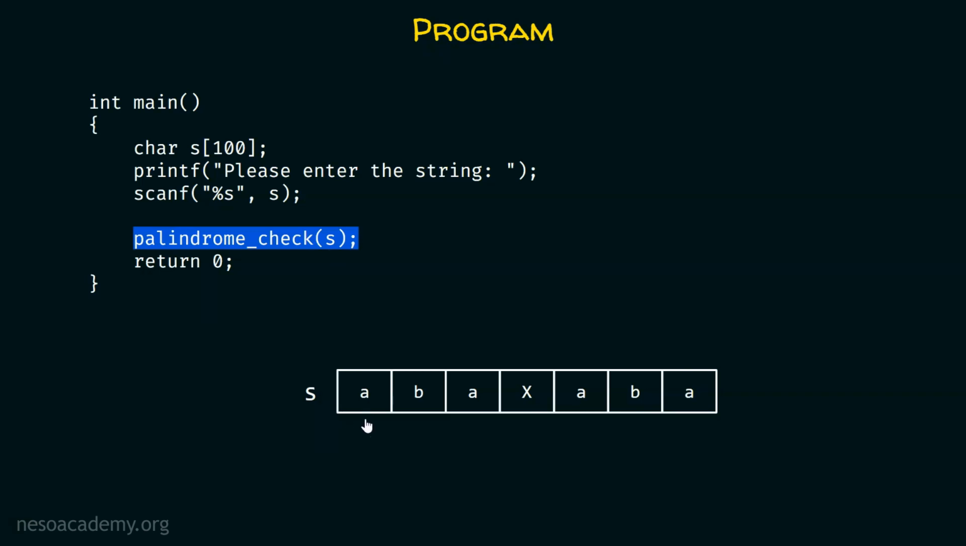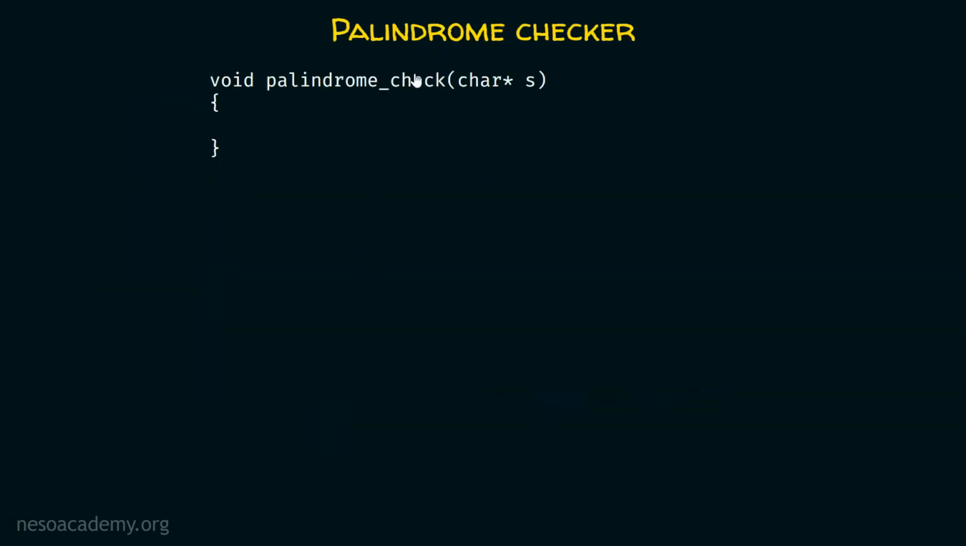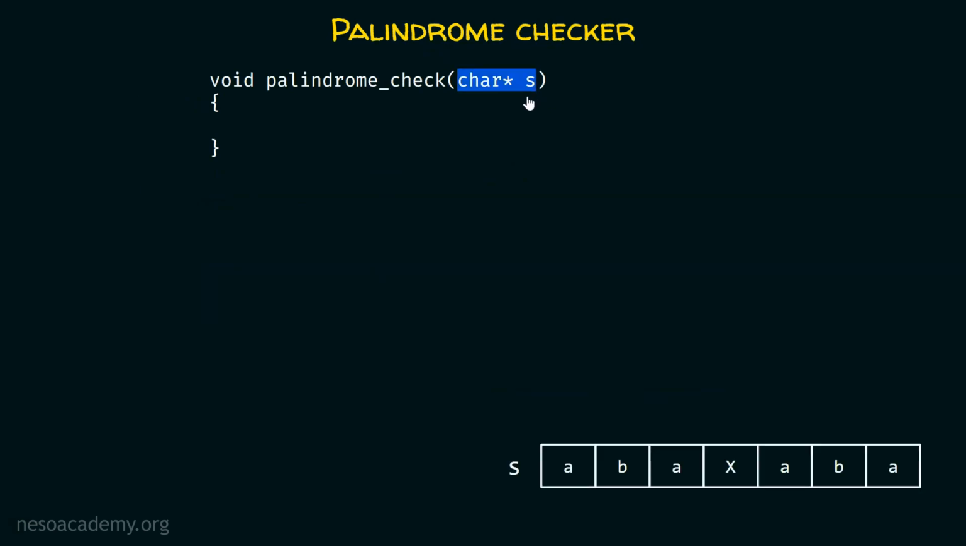Here, passing the address of the first element is equivalent to passing the whole array. So to this palindrome check function, we are passing the address of the first element. And this palindrome check function will receive that address through this pointer, right? Here you can see now we have this whole array available in this palindrome check function.